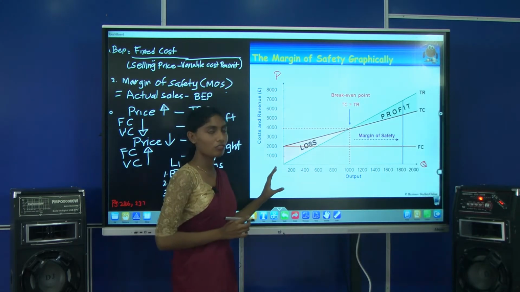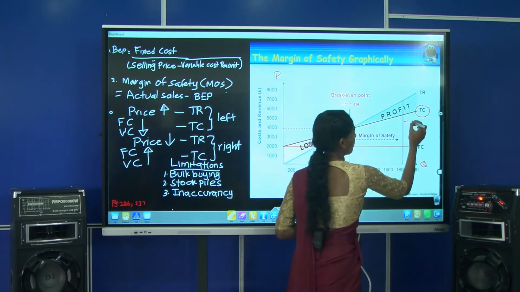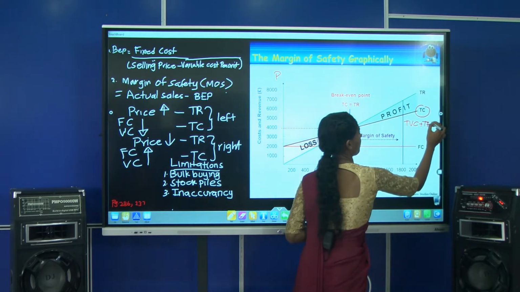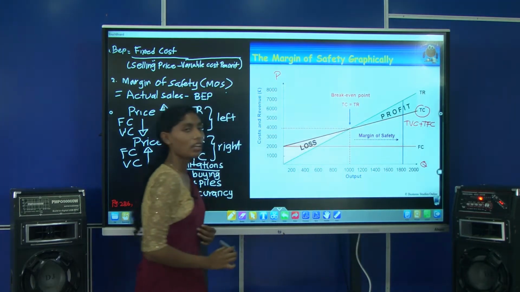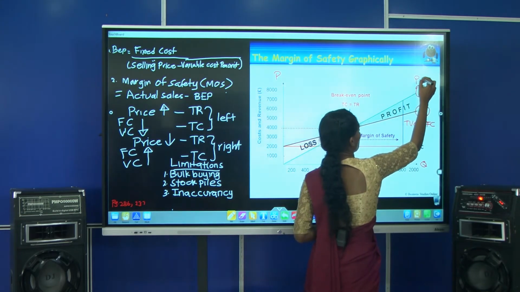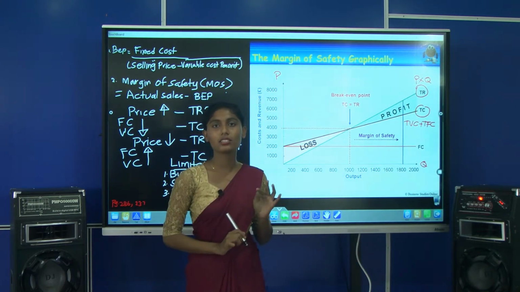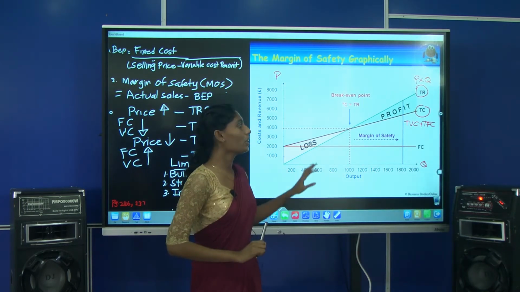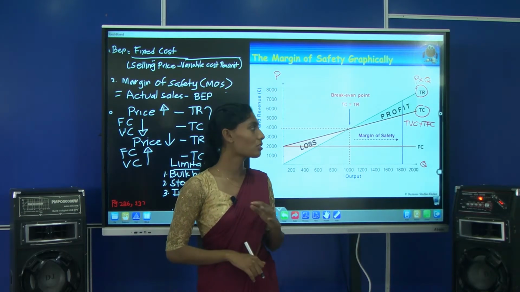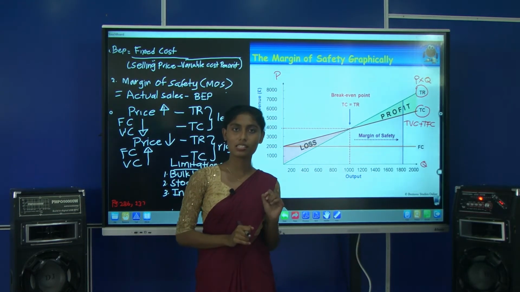When you draw a graph, the total cost consists of total variable cost plus total fixed cost. And total revenue, here we have price into quantity. We get total revenue by price into quantity, and we get total cost by adding the total variable cost plus the total fixed cost. Variable cost and fixed cost we have already discussed in the previous lessons.